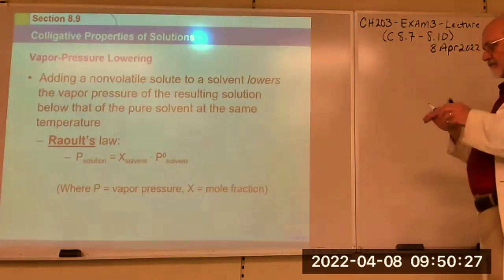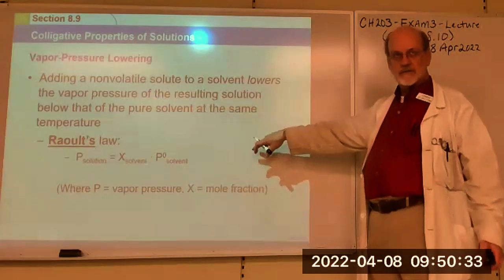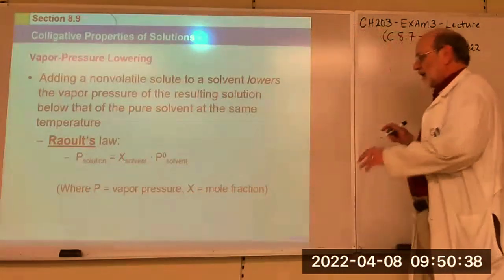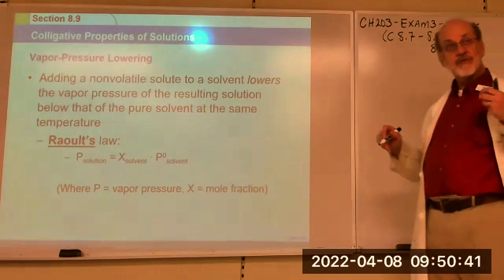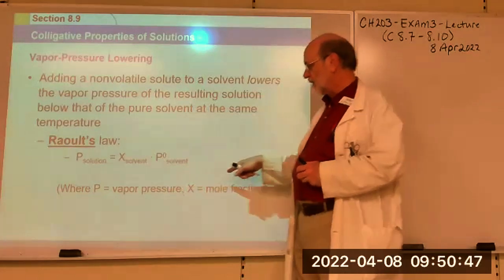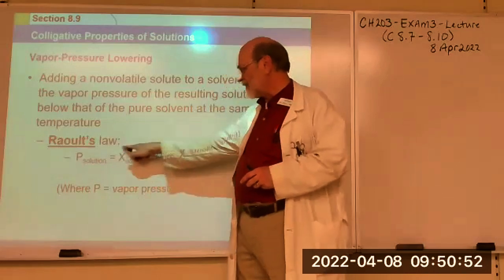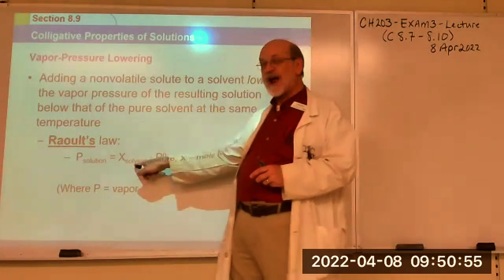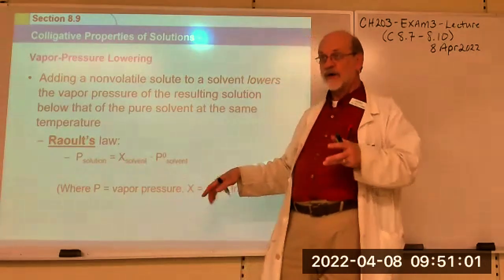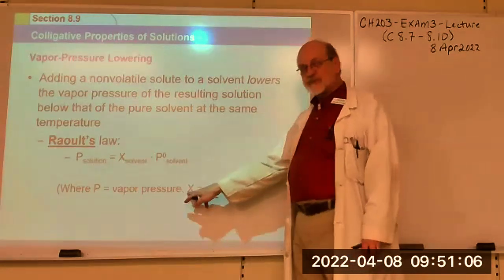Okay, vapor pressure. Vapor pressure calculations are based upon Raoult's law. That's this guy right here. If you know the vapor pressure of the pure solvent, and that's what this little zero means, that solvent is pure, then what you need is this modifier to that value. This is a fraction. It's always less than one. It's a fraction, 0.5, 0.1, whatever. But it's a special kind of fraction.